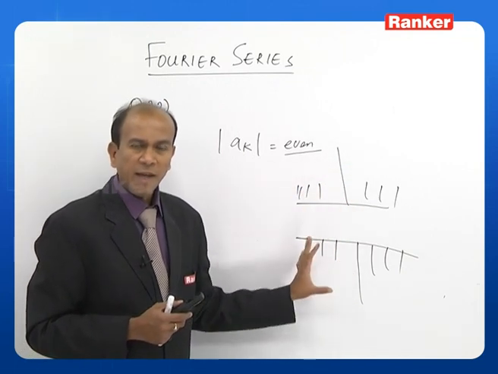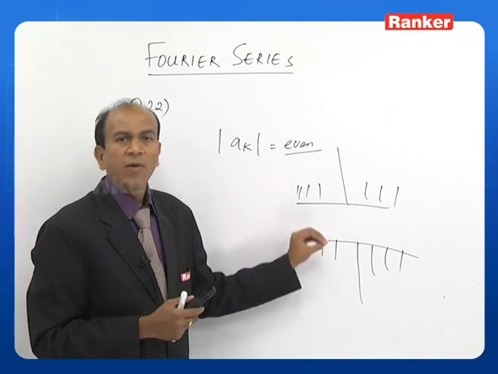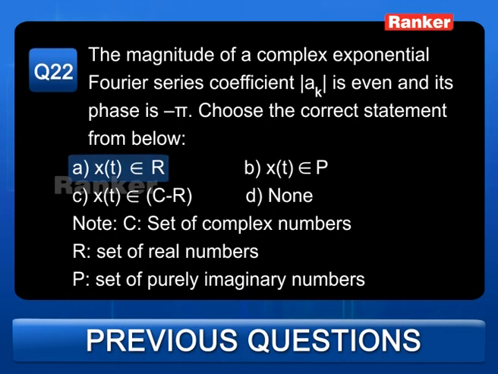So, x of t is an element of real R. So, the answer is A. x of t here is a part of the real numbers. So that's the answer, A, that is, x of t is an element of R.